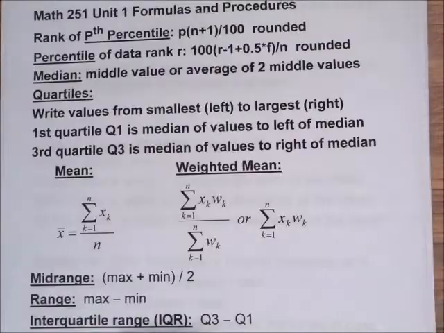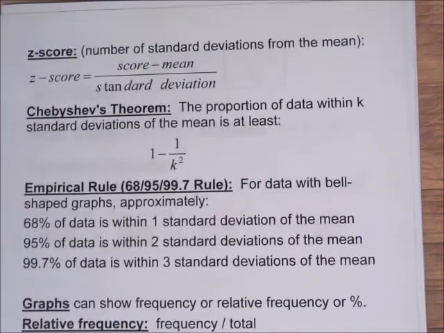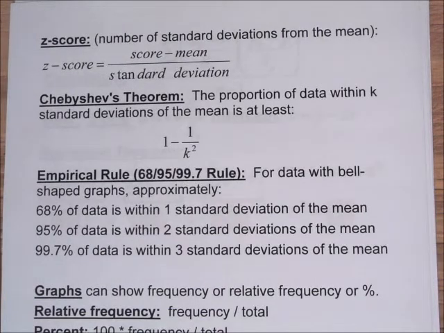I'll go over some examples of these formulas. The z-score, we use that in a number of different contexts here in this course. So that's an important formula. It's the score minus the mean divided by the standard deviation. It tells you how many standard deviations from the mean a particular score is. And generally, most of the data is within one or two standard deviations of the mean, one or two standard deviations above the mean, or one or two standard deviations below the mean.